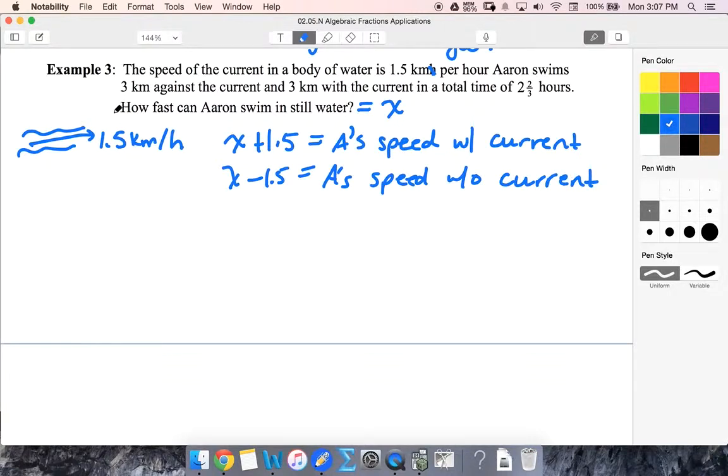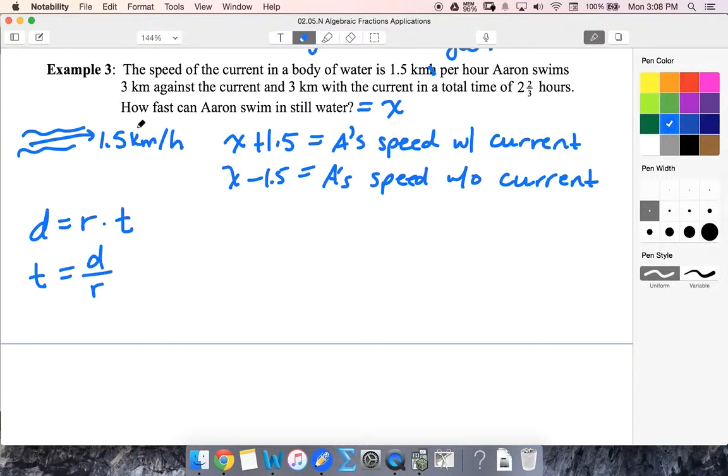And he swims for a distance of 3 kilometers. So he goes 3 kilometers this way, turns around and comes back. Total time, 2 2/3 hours. So let's think about how we're going to get time. We know distance is equal to rate times time. Well, that means, of course, that time is equal to distance divided by rate.